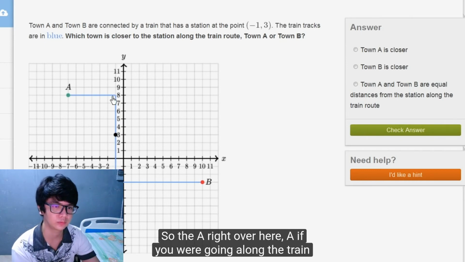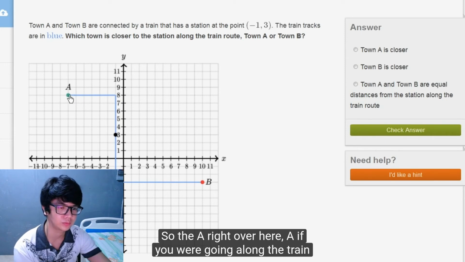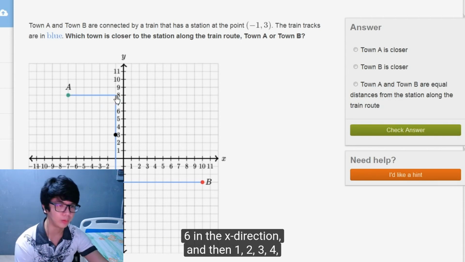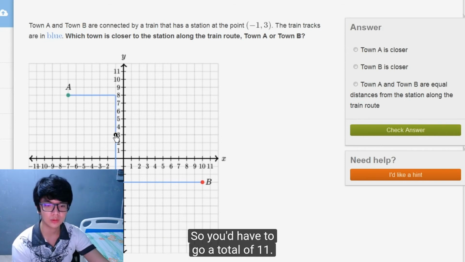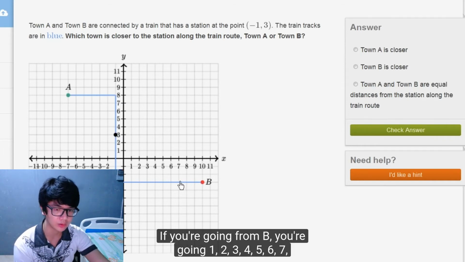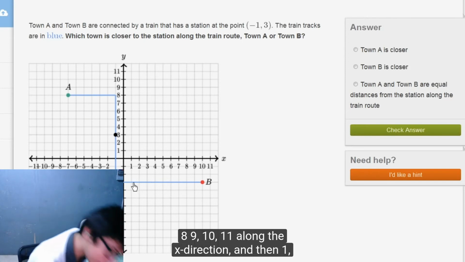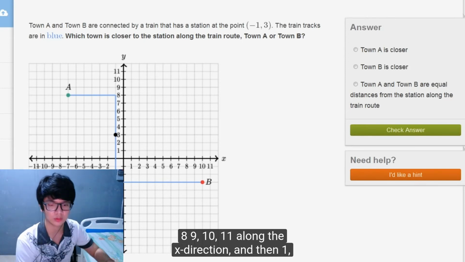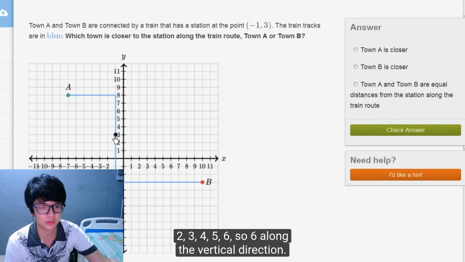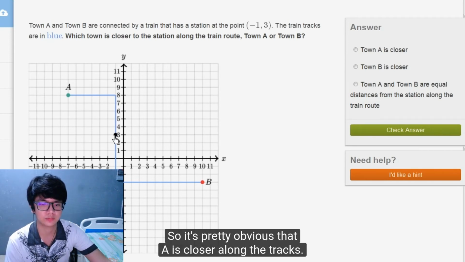So for A right over here, if you were going along the train route, you would have to go 1, 2, 3, 4, 5, 6 in the x direction, and then 1, 2, 3, 4, 5 along the y direction. So you'd have to go a total of 11. If you're going from B, you're going 1, 2, 3, 4, 5, 6, 7, 8, 9, 10, 11 along the x direction, and then 6 along the vertical direction. So you're going to go total 17. It's pretty obvious that A is closer along the tracks.